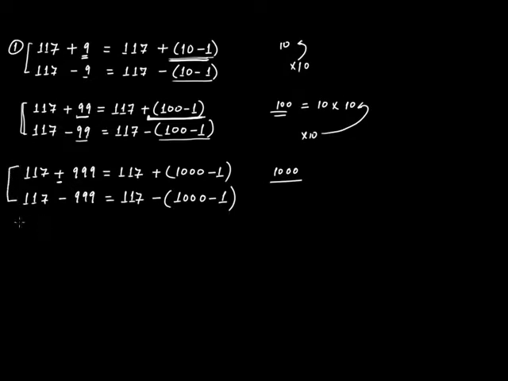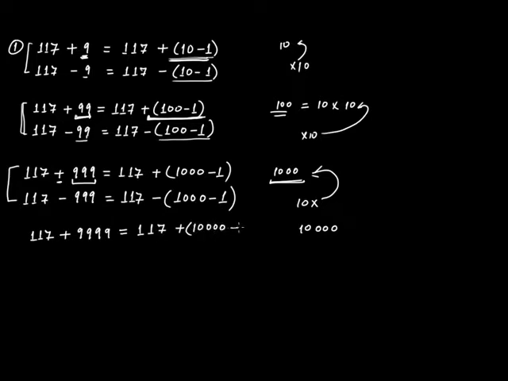What would be the next pattern? The next pattern would be 117 plus, so here it was 9, here it is 99, here we have 3 nines, so therefore here we would have 9, 9, 9 and 9, that is 4 times, okay? It could be written as 117 plus, so here you got 1000, and if you multiply 10 to the previous one, you would get 10,000, and therefore here you would write 10,000 minus 1.